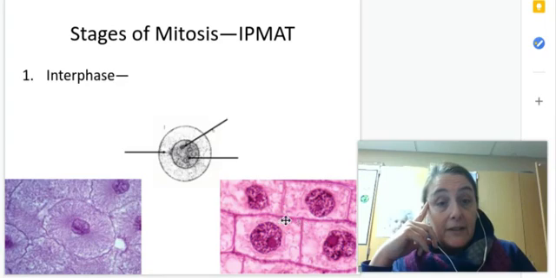Here's a plant cell. This is the cell wall. And here's the nucleus, and there's the nucleolus. Again, you don't see short sticks. You just have a jumbly mess. It's chromatin. It's good for copying.